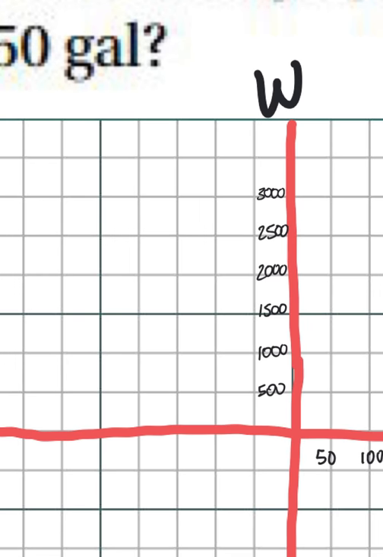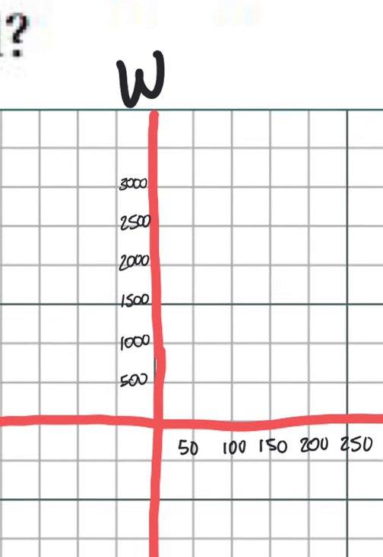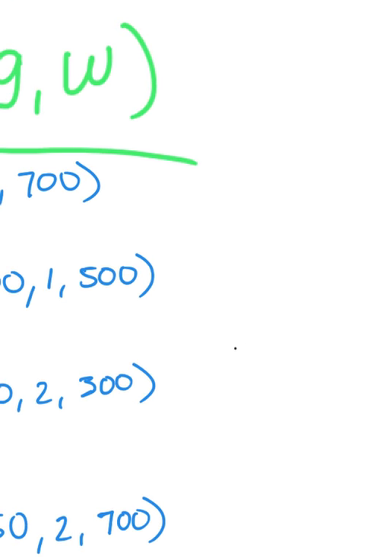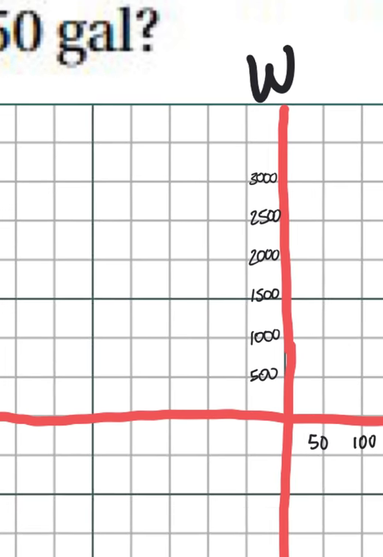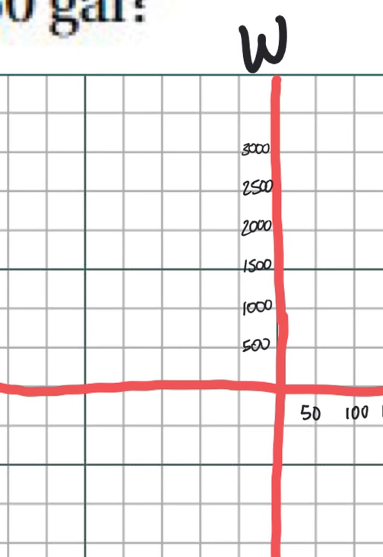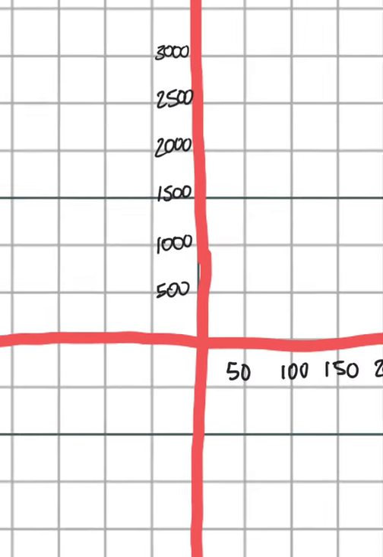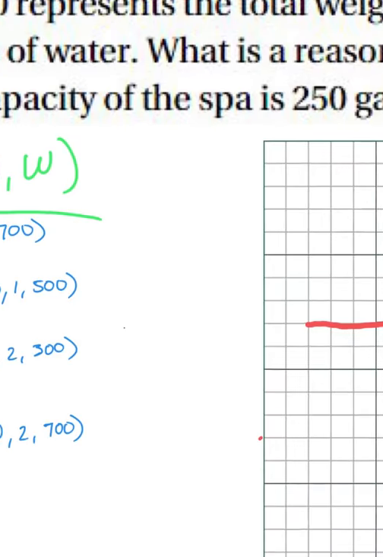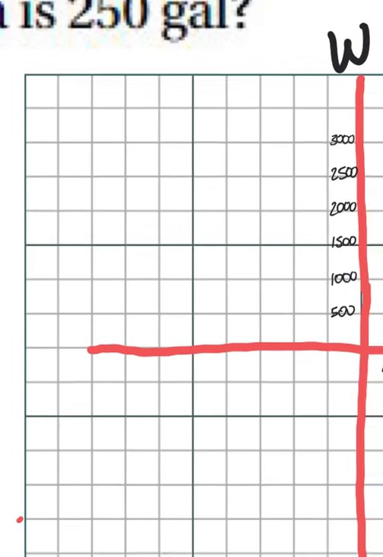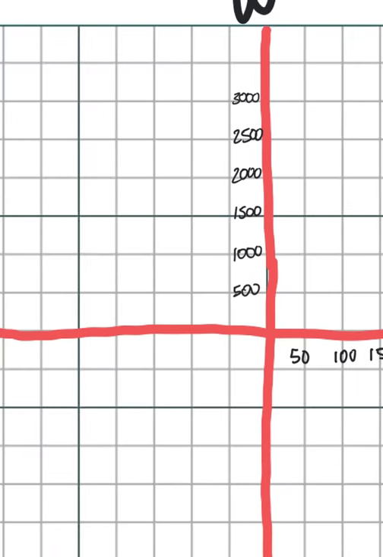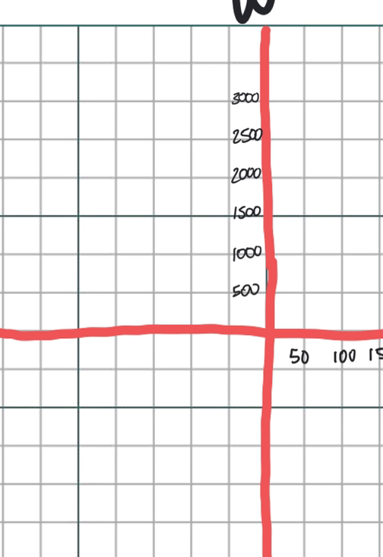Remember, guys, you can increment by whatever you want. Now, if you wanted to start at 700 on your W-axis, you would need a break in there, okay? But in this case, I'm not using a break because I'm starting at 0 and I'm going to 500, and we're increasing by 500 each time. All right, so let's take a look. What happens when G is 0? What's W at? It's at 700. So if we were to plot that, that's going to be above 500 but below 1,000, so somewhere in here.